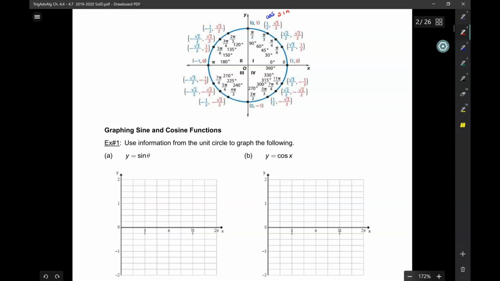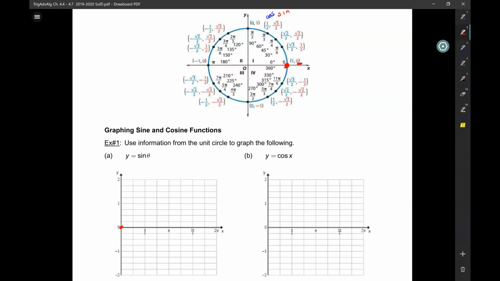Here, when x is 0, look at the unit circle. When the angle is 0, how much is the sine of it? 0. That's the y value, remember? How it was always cosine and sine. So look at how we're going to graph that here. When x is 0, sine is 0. When the angle is 0, sine is 0.